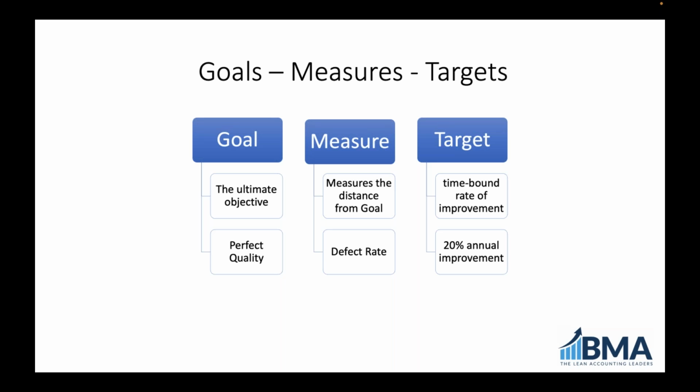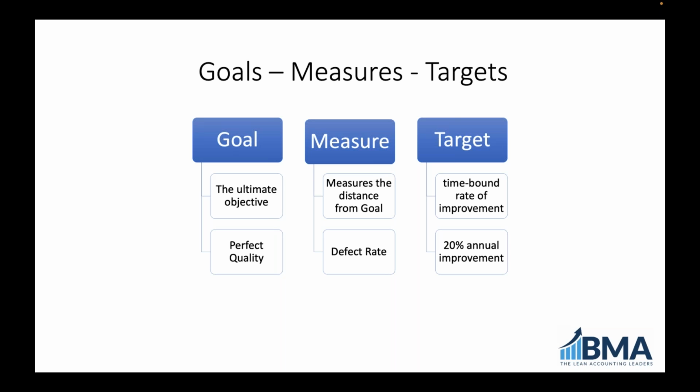A target is how much the measure needs to move over a certain period of time. For example, you want the defect rate to improve 20% this coming year. And it's really important we're talking about the measures, but it's important to have the goals out there. And I'm going to show you one way that the goals can be defined when we talk about the linkage chart. It's also important to have targets.